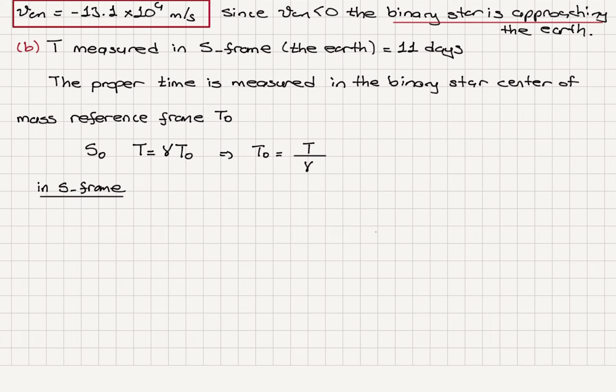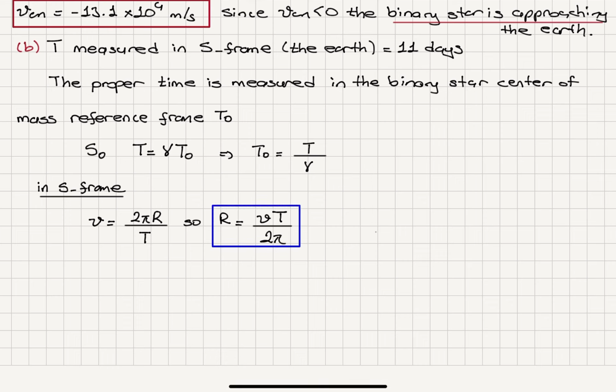I know v, the orbital speed of these stars, and it's going to be equal to 2 pi r, the circumference of the circle, divided by the period T. So I can say that the radius would be given by v times the period divided by 2 pi. So this is all in the S reference frame. All these values are reported in the S reference frame.